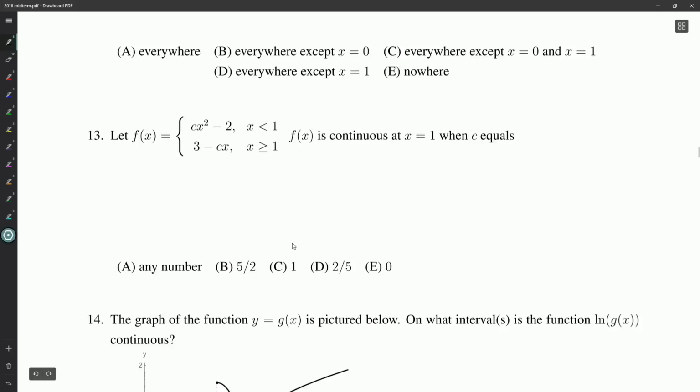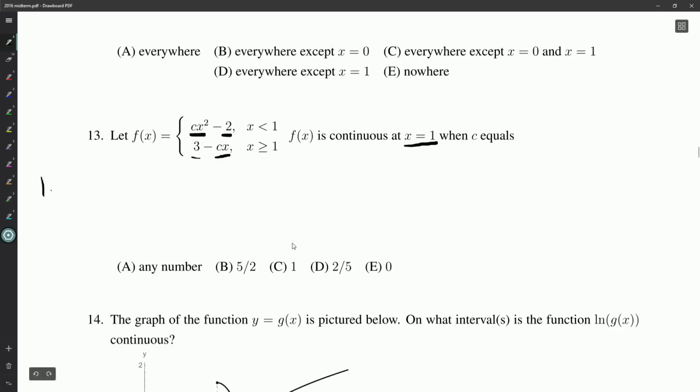It's a piecewise function. We've got f of x is cx squared minus 2 when x is less than 1, and 3 minus cx when x is greater than or equal to 1. f of x is continuous at x equals 1 when c is equal to what? Alright, so what do we need for continuity? Well, we need the value of the function at 1 to agree with both of the one-sided limits.